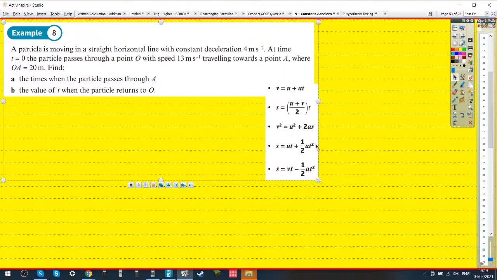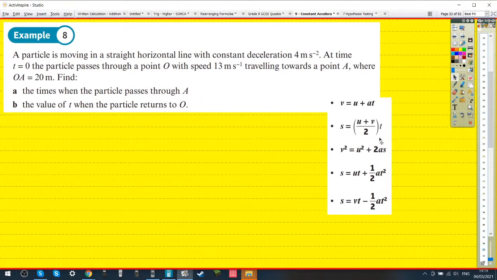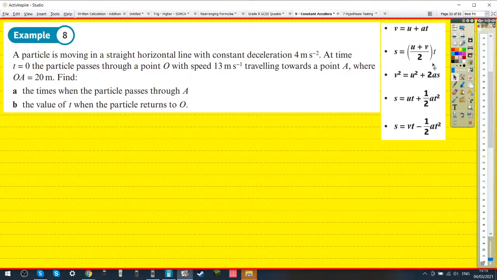Let's see. This is a bit bigger, I suppose. Particles moving, sure, something constant. All right. Yeah, how about these? Okay.